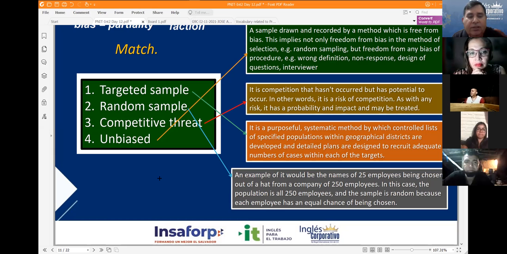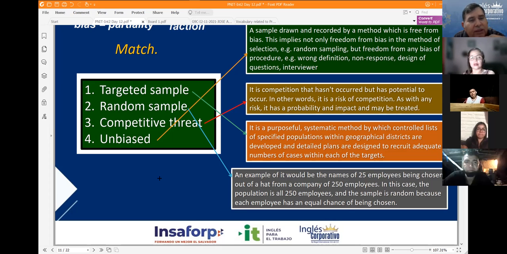Random sample is the one that is chosen, let's say, without any previous decision. Means everybody is included, but everybody has an equal opportunity to be chosen. Random. You choose the one that comes out, okay, without planning it.